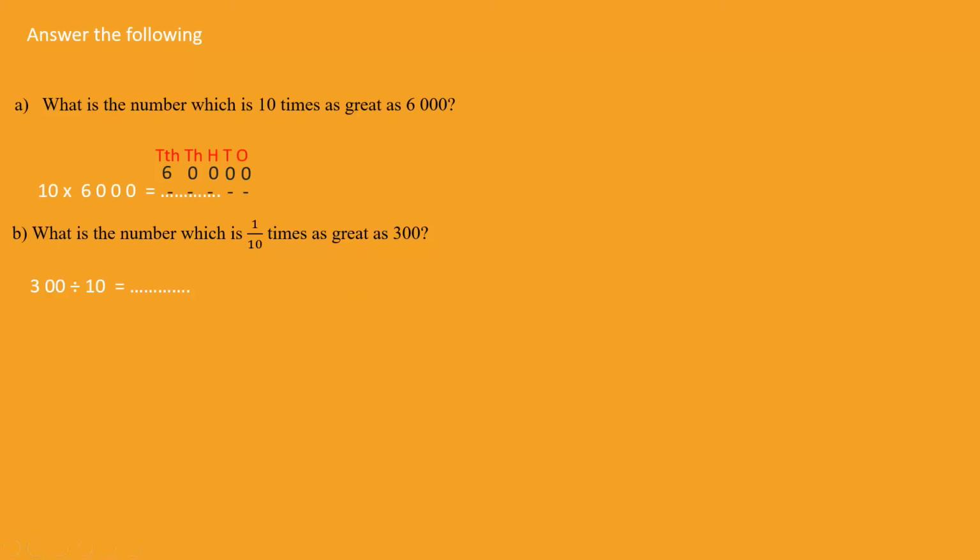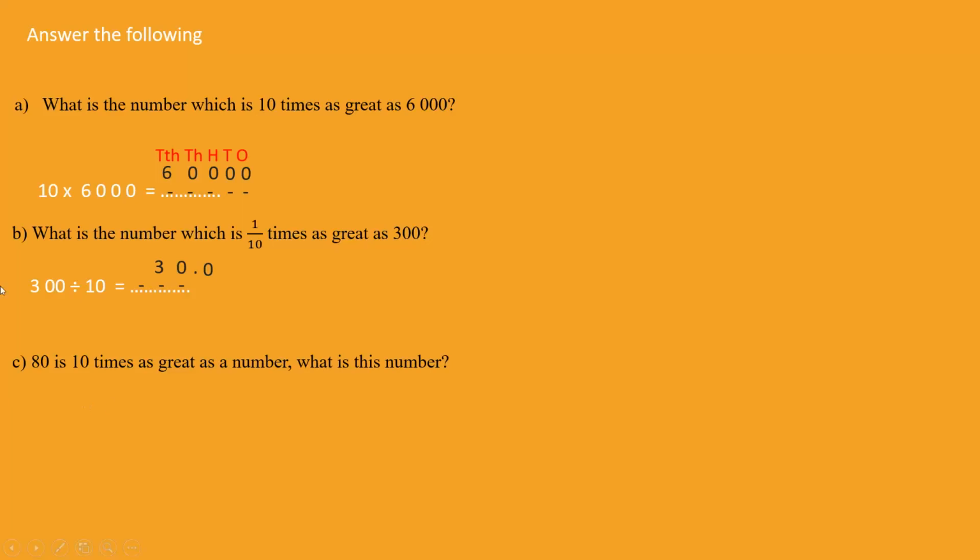300 divided by 10. Okay, we know that. In division, we will move to the right. Let's move. 3 jumps 1 digit and 0, and we have another 0. So we will put a decimal point and 0. So it will be 30.